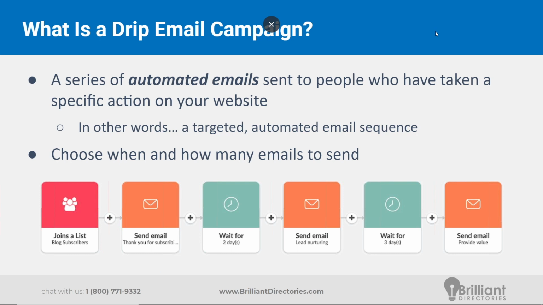Excellent. So let's first start off by actually defining what a drip email campaign is. It's basically a series of automated emails that you send to people who have taken a specific action on your website. So in other words, it's a targeted automated email sequence. It's not just one email that's sent out to somebody after they purchase a membership or sign up to your newsletter or something else. It's a sequence of emails that are sent to them. So the really beneficial thing about this is that you can choose when and how many emails to send to these people who have taken these specific actions on your website.